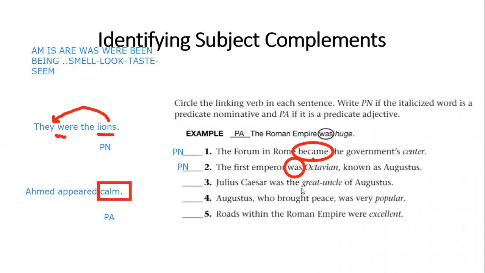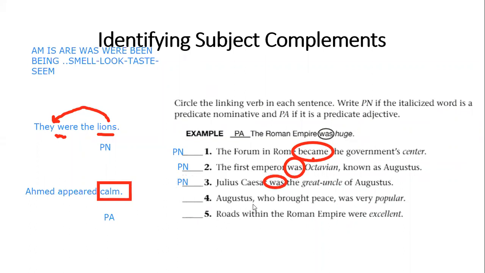Julius Caesar was the great uncle of Augustus. Also, let's circle the linking verb. We're having was. Okay, and we say Julius Caesar was the great uncle of who? Augustus. So we're having the noun here, what? Uncle. So uncle, don't say it's great. Okay, great is an adjective. And again, the great uncle of Augustus. So the uncle is gonna be PN or PA? It's gonna be PN.